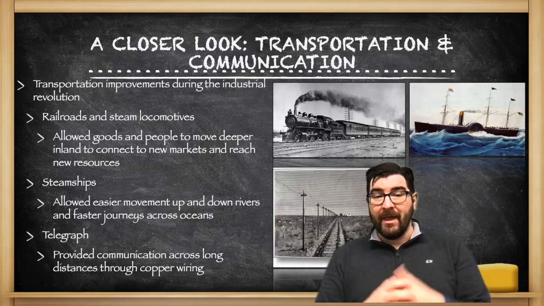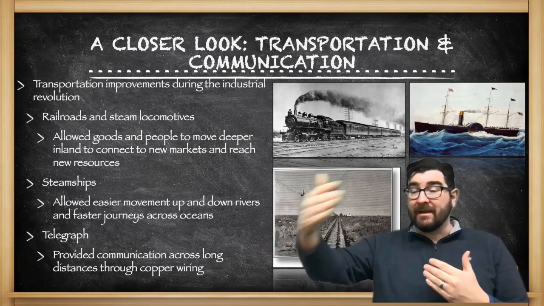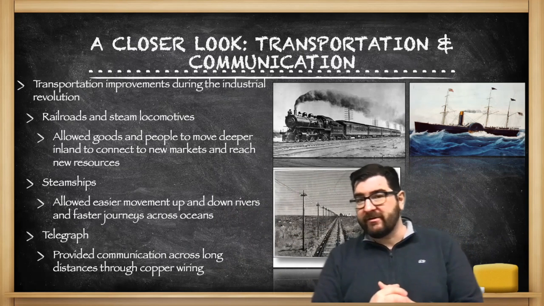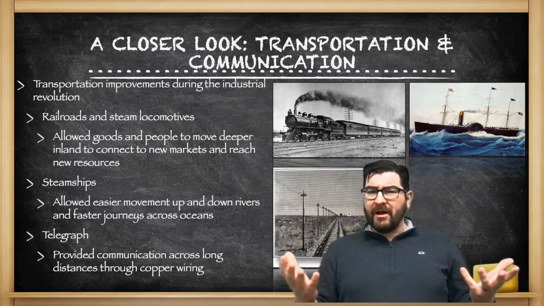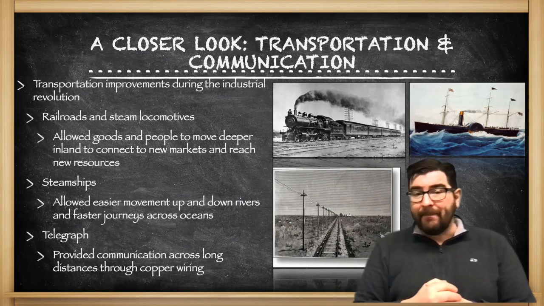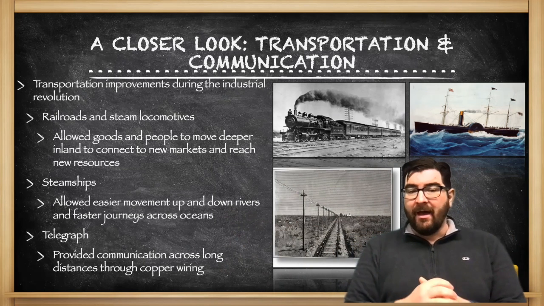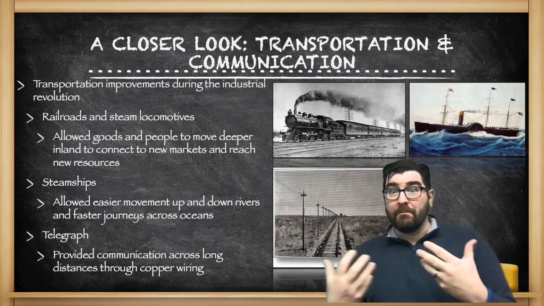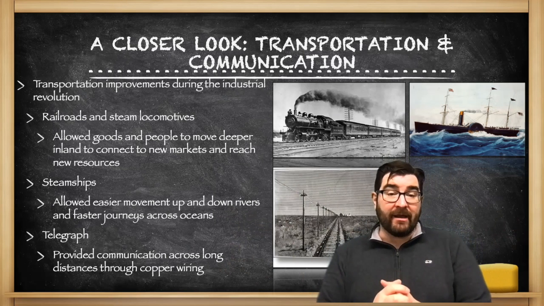With regard to transportation and communication, the big three you need to know are railroads and steam locomotives, steamships, and the telegraph. Railroads are going to allow goods and people to move deeper inland, to connect to new markets and to reach new resources that couldn't otherwise have been reached. Steamships will do much the same thing with rivers, allowing easier movement up and down rivers. Also faster movement across oceans, to increase the connectivity between different parts of the world and to decrease the time it takes to ship goods back and forth.